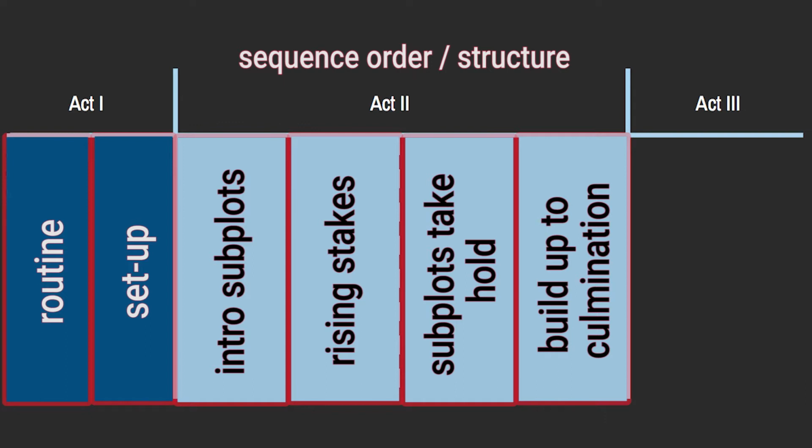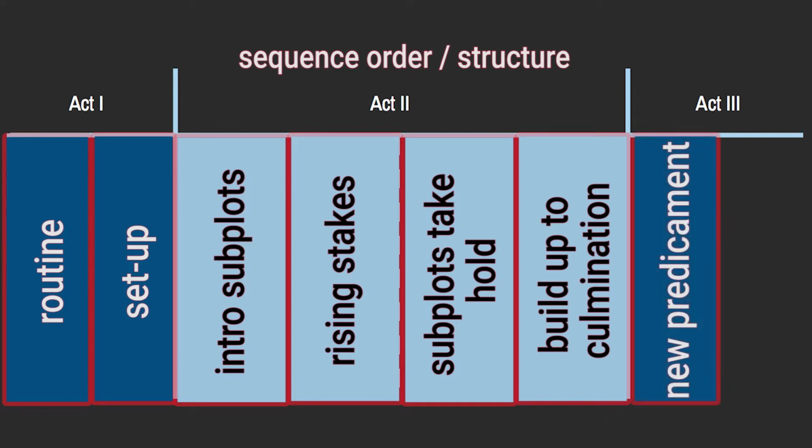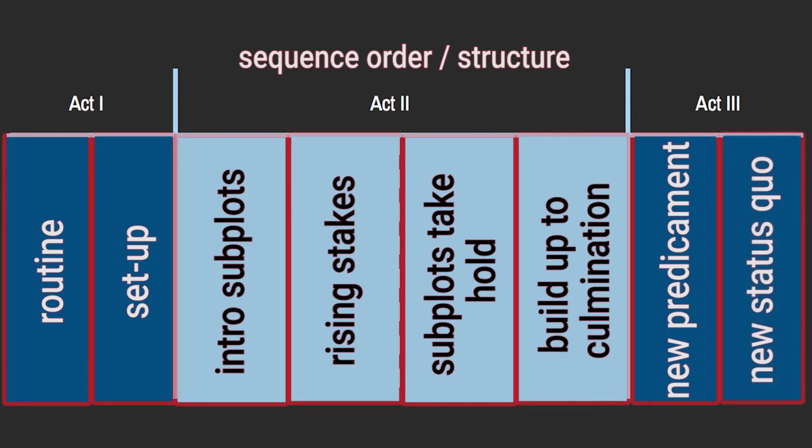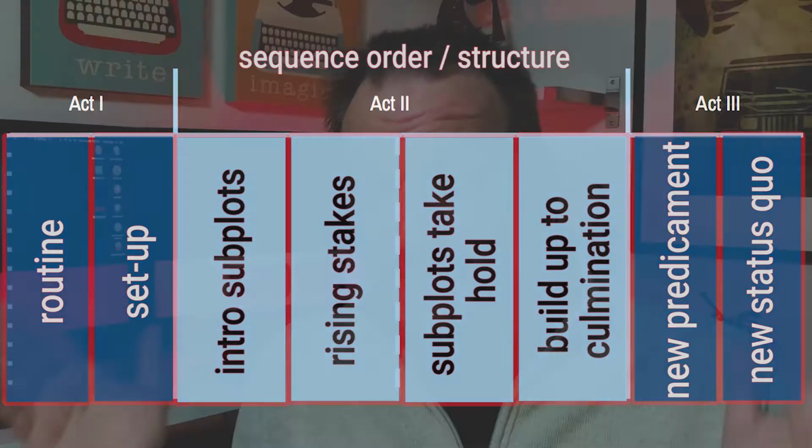Then we're in the third act. Typically the first sequence of the third act is, what is the new predicament? There's a new predicament, a new complication, something new that's happened, so now we're off and going in that direction. And then we end with a resolution, so we're going to get back to a new status quo. Those are typically the 8 sequences. Now, do you need all of them?